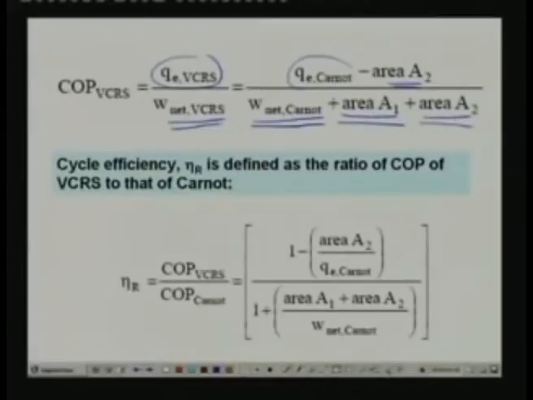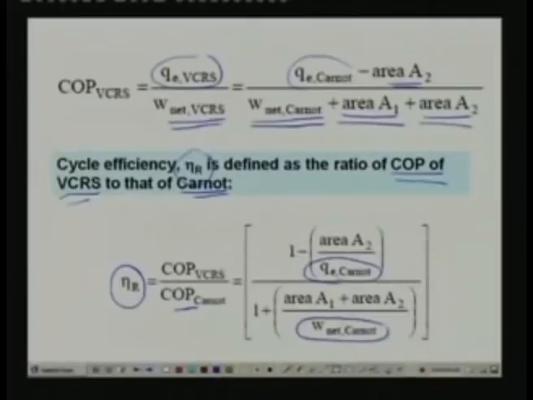Okay. Now we can define what is known as the cycle efficiency, eta subscript r. This is defined as the ratio of COP of standard vapor compression cycle to that of Carnot COP. That means cycle efficiency eta r is given by COP of standard vapor compression refrigerant cycle divided by Carnot COP. So that can be shown to be equal to, if you take QE Carnot by W Carnot as common, 1 minus area A2 divided by QE Carnot, divided by 1 plus area A1 plus area A2 divided by W net of Carnot.